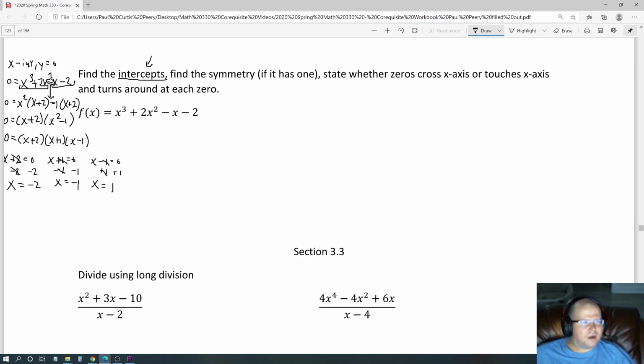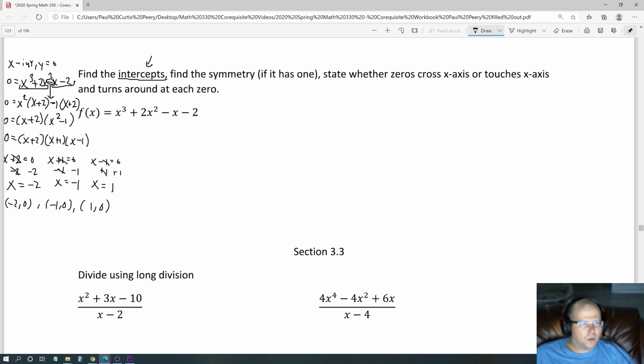All right, so we were able to find 3 x-intercepts. We're not done. We need to write these as ordered pairs, though. So we have negative 2, 0. We have negative 1, 0. And we have positive 1, 0. Okay, so we were able to find 3 different x-intercepts.